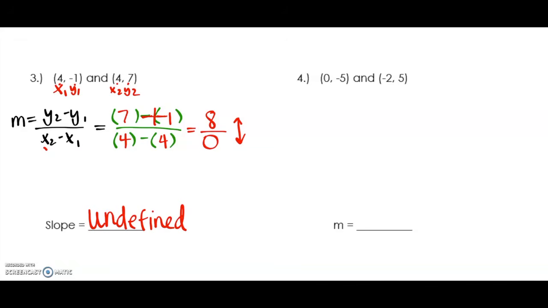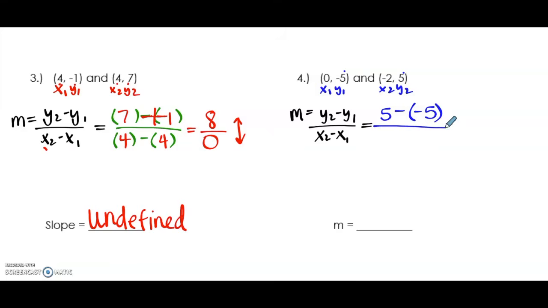All right, let's look at our last example. Let's label our points, our coordinates, x1, y1, x2, y2. Let's write our slope formula down. M equals y2 minus y1 over x2 minus x1. And that over just means divide. It's a ratio. Okay, y2 is 5 minus y1, which is negative 5, divided by x2, which is negative 2, minus x1, which is 0. Forgot my parentheses that time.